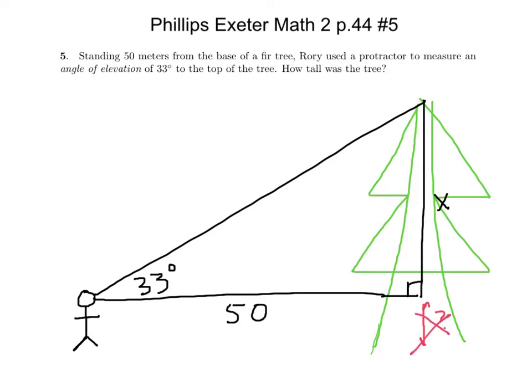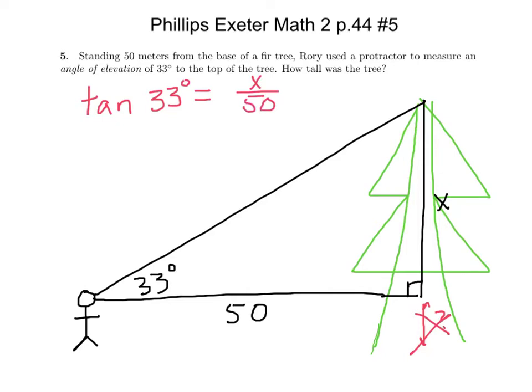So we're just looking for x there. So how would we write this equation using trig functions? Daniel. Tangent of 33. So tangent 33 equals x over 50. Perfect.